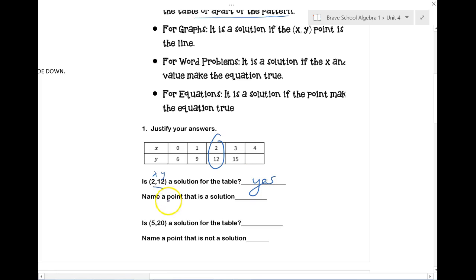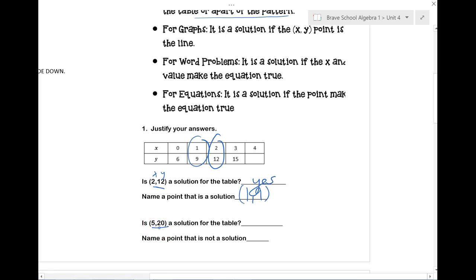And now you can name a point that is a solution. So if you do get yes, just name a different point that's a solution. Another point would be (1, 9). You could choose any of them, and make sure you write it with parentheses and a comma. Okay, the next one would be (5, 20).